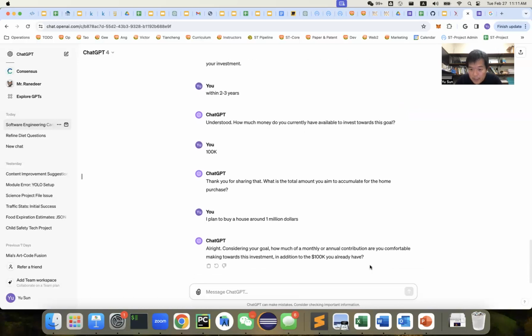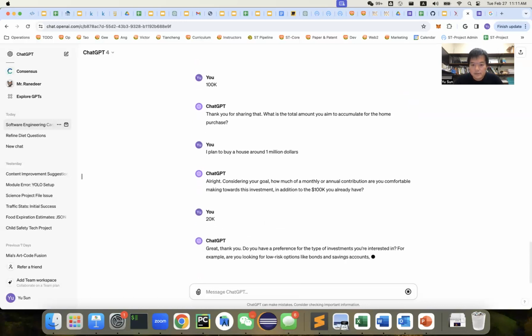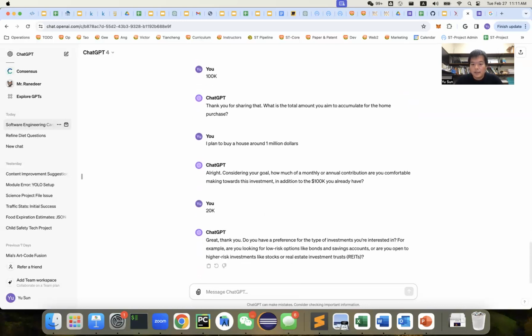How much monthly or annual contribution will you be making towards this investment? Well, that's a very detailed question. So let's say you graduate and get a 100K job salary. After all of this, you probably save like 20K. Preference: looking at low risk, bonds, savings, or are you open to higher risk?